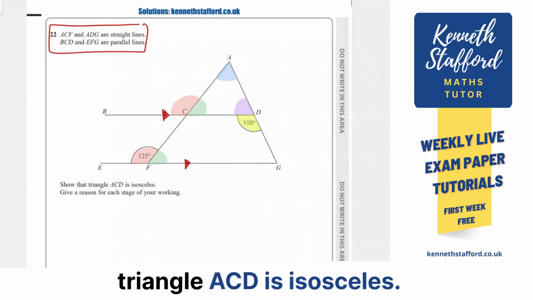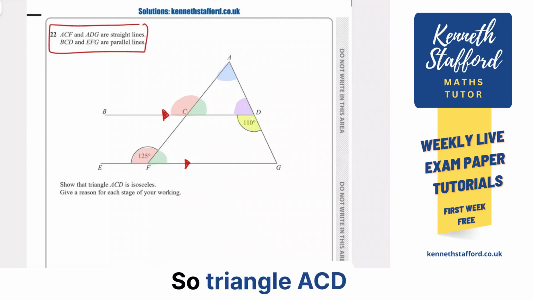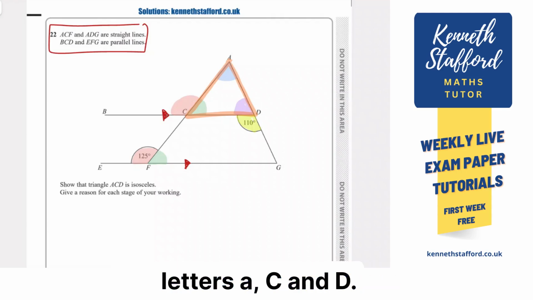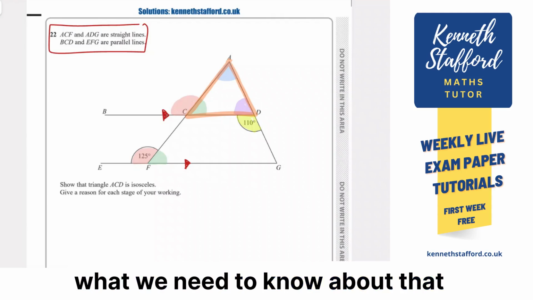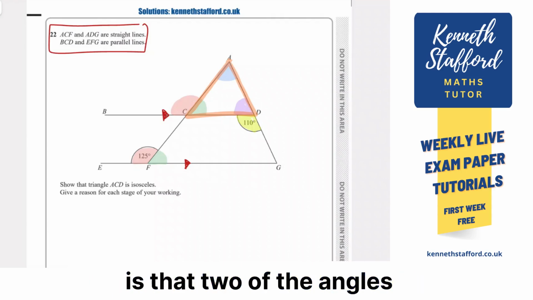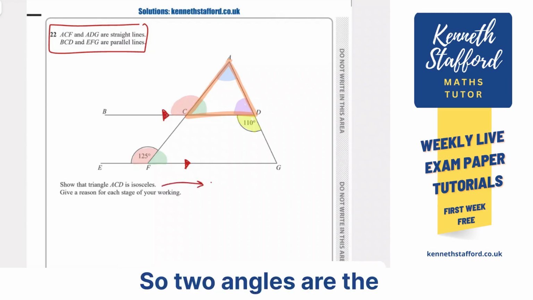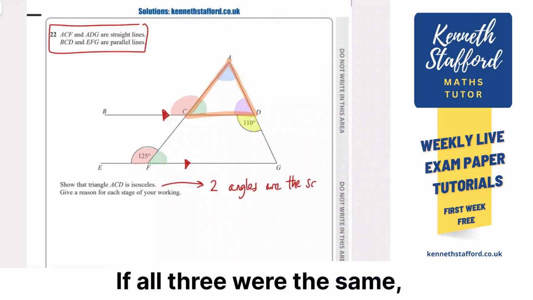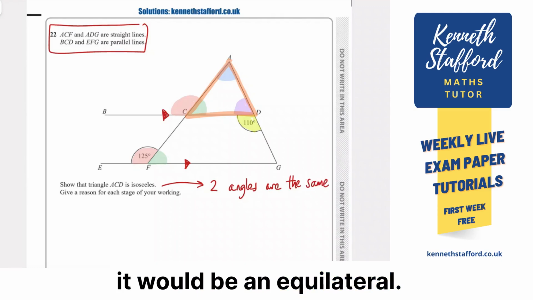And we need to show that triangle ACD is isosceles. So triangle ACD is this. It's indicated by the three letters A, C, and D. So if it's isosceles, what we need to know about that is that two of the angles will be the same. So two angles are the same as each other. If all three were the same, it would be an equilateral.